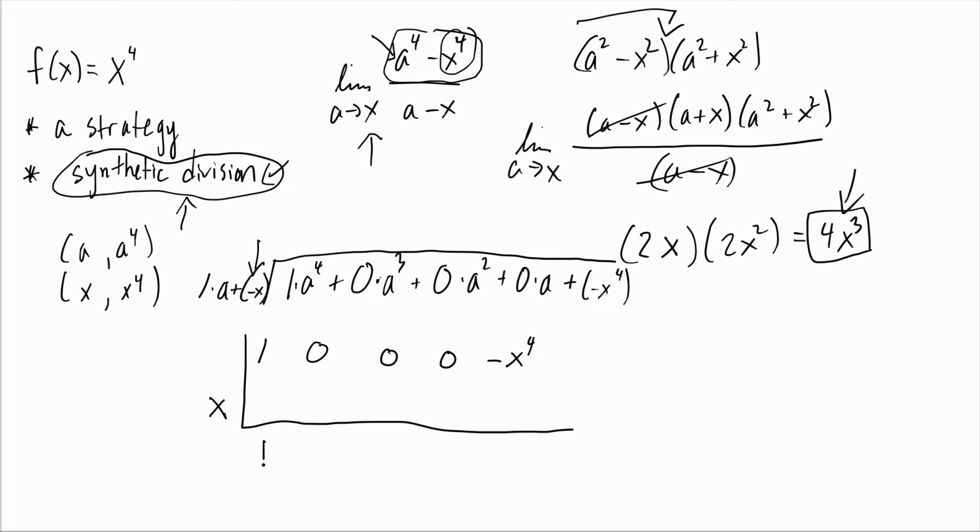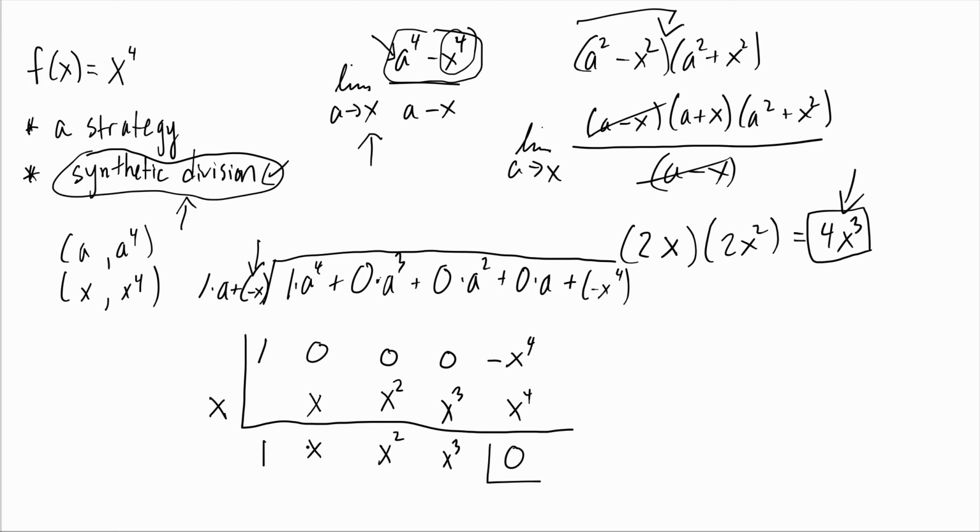We drop the 1. We say X times 1, put an X, we add. Then we have X times X, so we get X squared. We add X squared. X times X squared is X cubed. Add X cubed, then X times X cubed is X to the fourth. Then we add, and we get 0 as desired. It goes in nicely. What in the world does this mean?